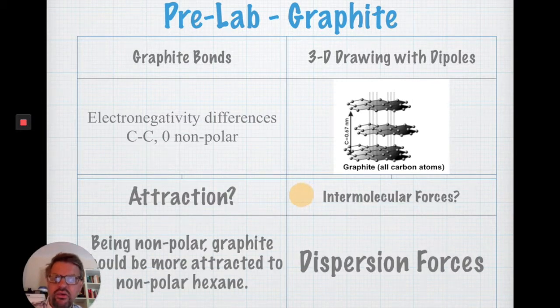Okay, so graphite is nonpolar. It contains all nonpolar bonds, and dispersion forces are what would attract graphite to other nonpolar substances.